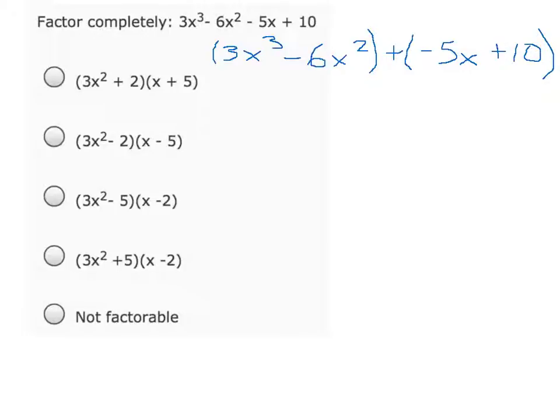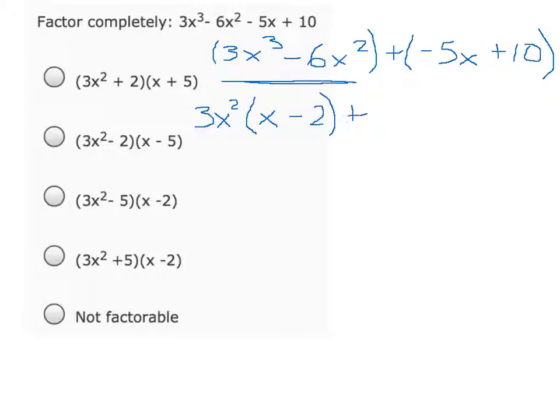Now let's take a look at this first grouping, and notice we can simplify this more by pulling out what this grouping has in common, and notice that each is divisible by a 3x squared. And if we divide by 3x squared, we would need an x minus 2 for this pairing.